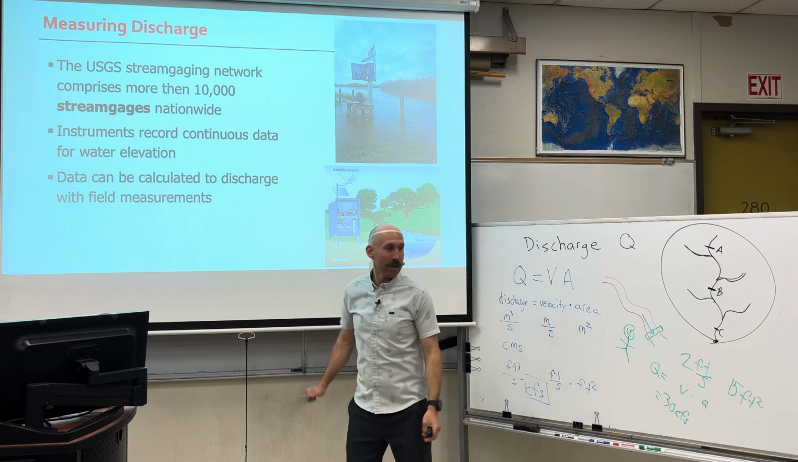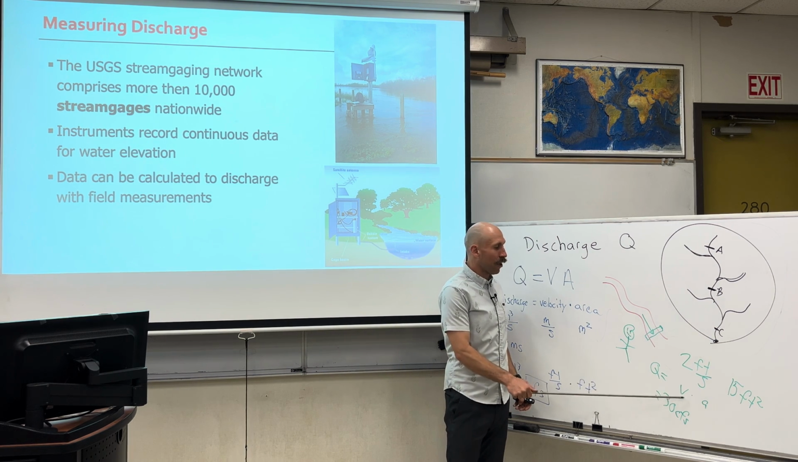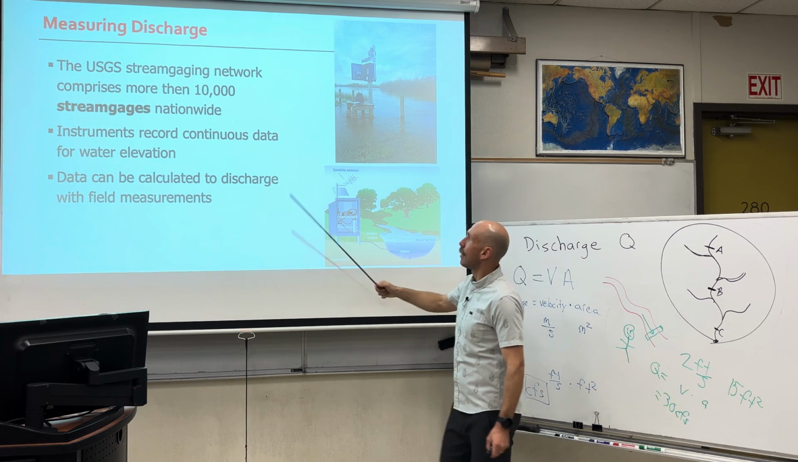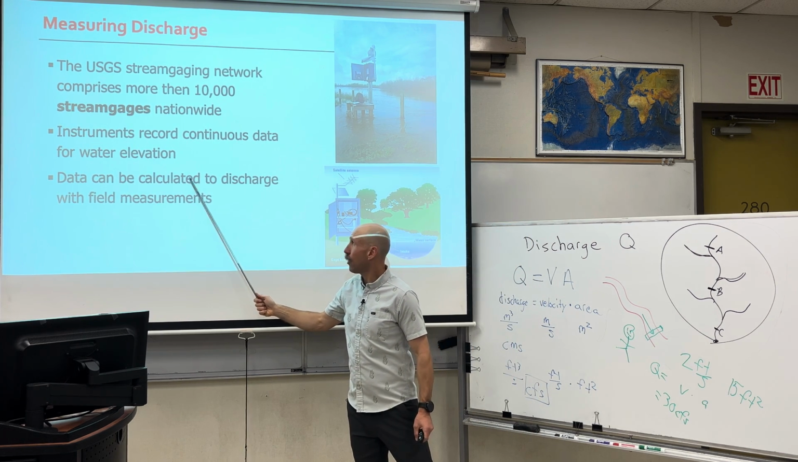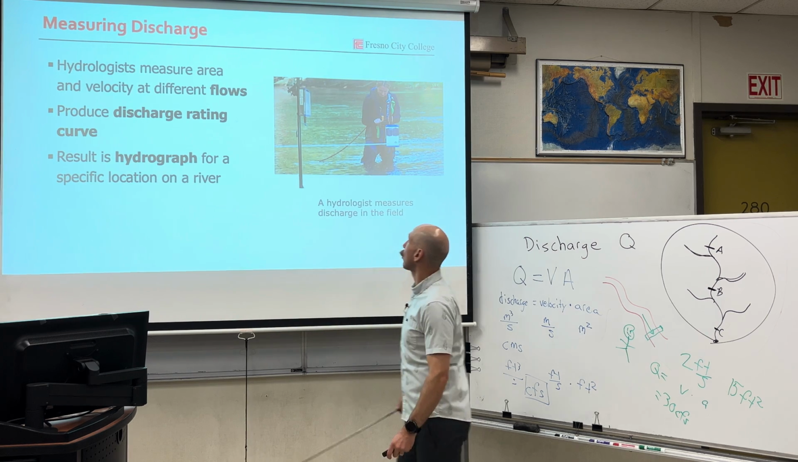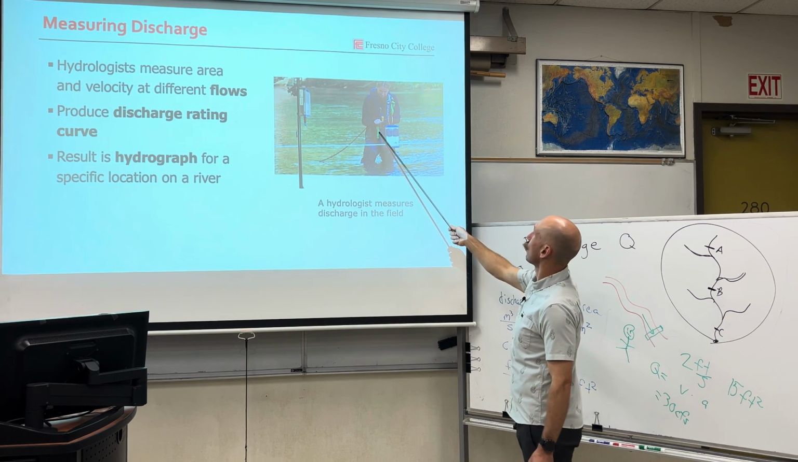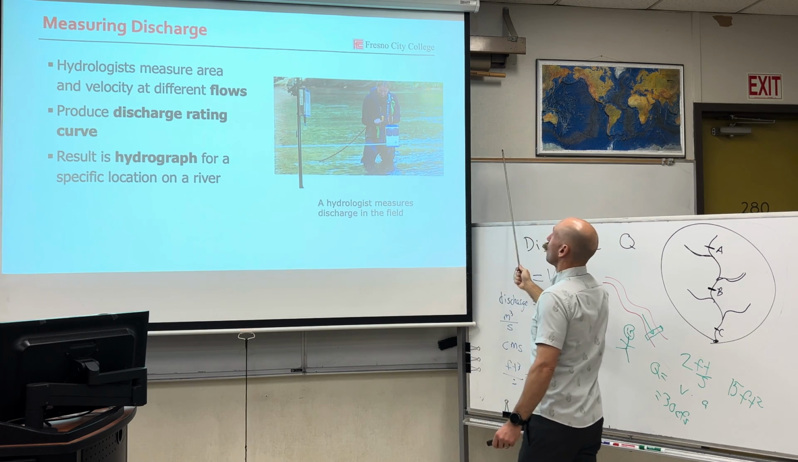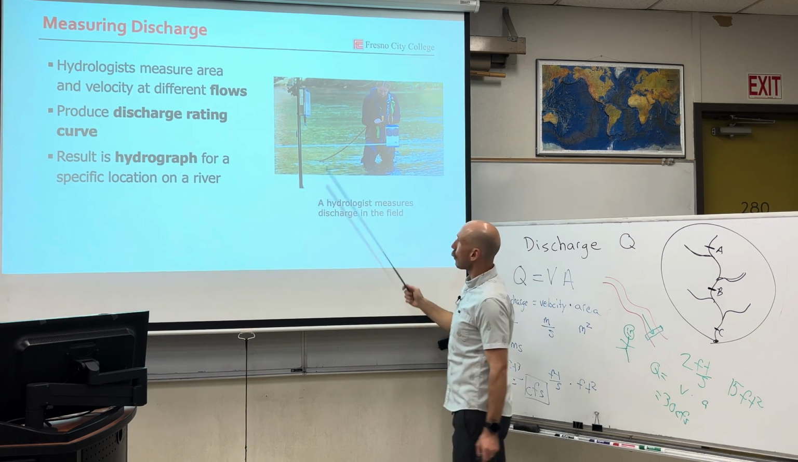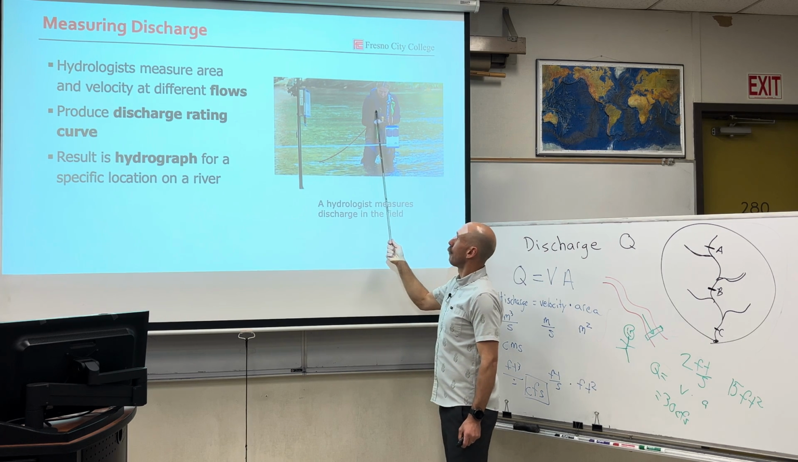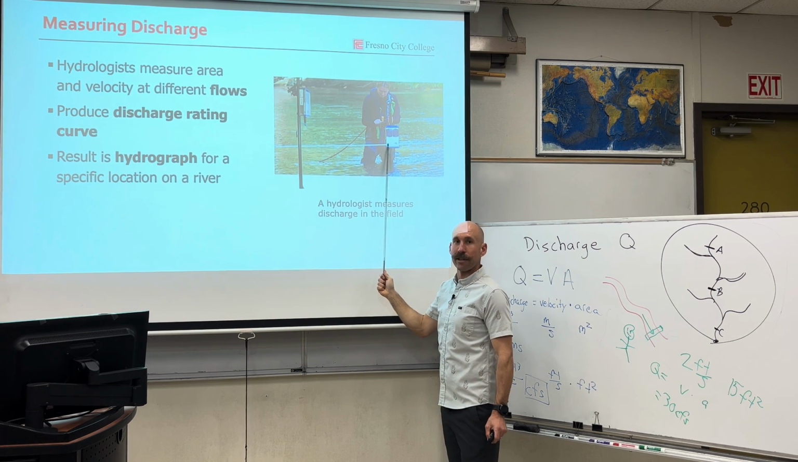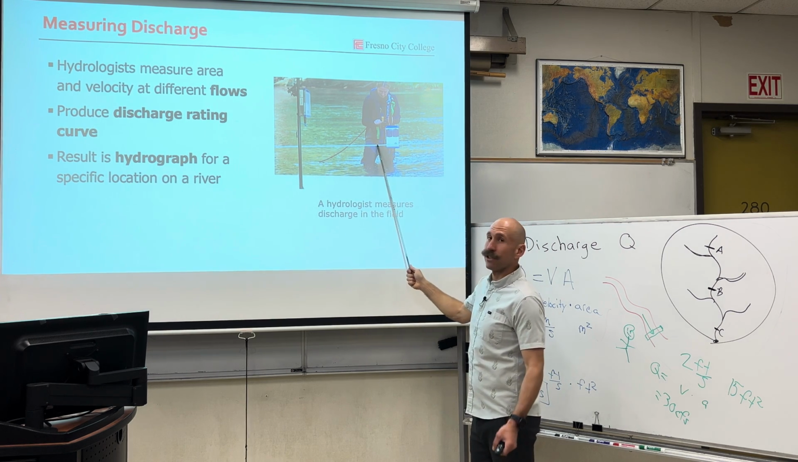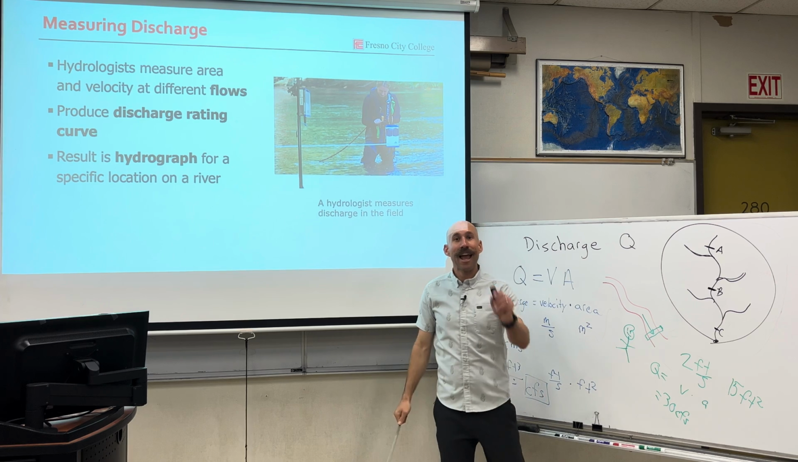But the elevation is not a volume or a velocity or an area. So these continuous measurements of elevation need to be coordinated with field discharge measurements. Here's a researcher measuring the velocity relative to what point across the stream it is. So the scientist here is measuring the stream flow, the velocity, has measured the area of the channel, and can use that to create a discharge measurement at a certain time.